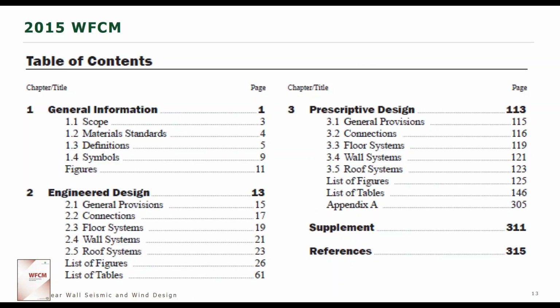So here's a slide that shows the layout of the table of contents of the WFCM. So you'll see in Chapter 1, it provides some general information, the scoping, and some definitions. And Chapters 2 and 3 provide parallel paths for design. So Chapter 2 is the engineered design approach, and Chapter 3 is the prescriptive design approach. And you'll see that they both have a very similar layout in terms of connection, floor, wall, and roof designs that are contained within.